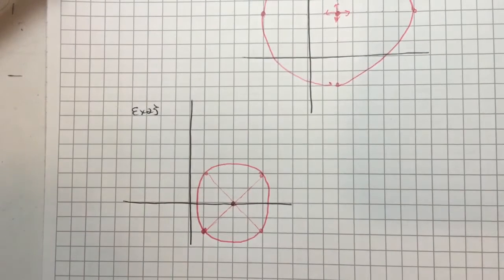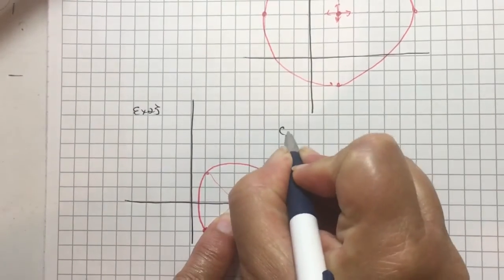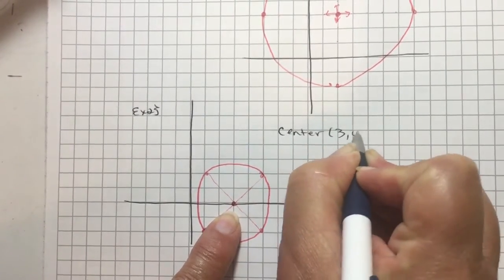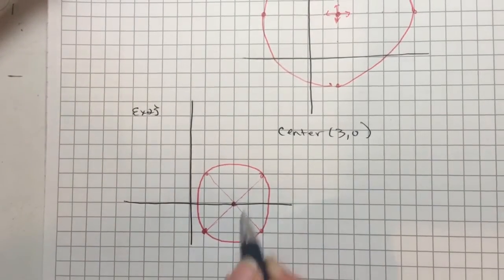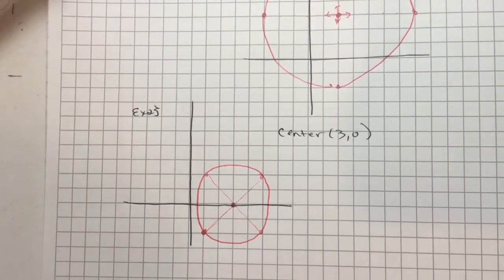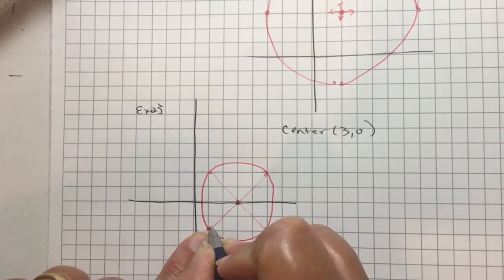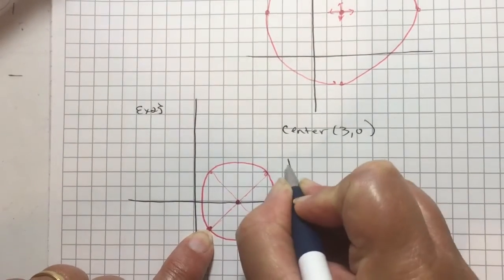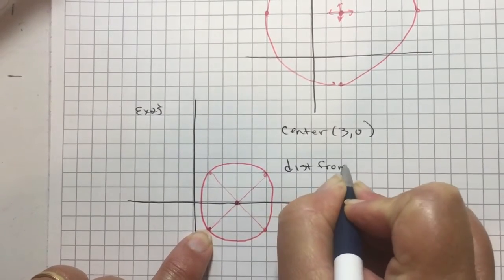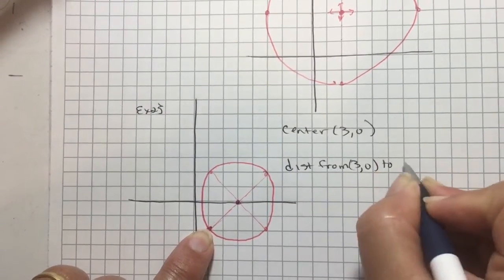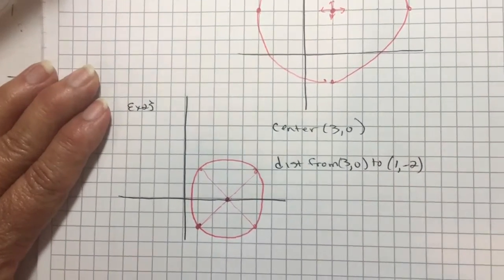So to come up with the equation, you're going to need to know the center, and you're going to need to know the radius. Well, we don't exactly know the radius, but we sure know the center. The center is easy. That's (3, 0). Now let's think about it. These are radii here, but I don't know how long they are. Can you see that all I would need to do is the distance formula? Picking 2 points, let's do this one and this one. So I want to know the distance from (3, 0) to (1, −2). And that's going to give me the radius.